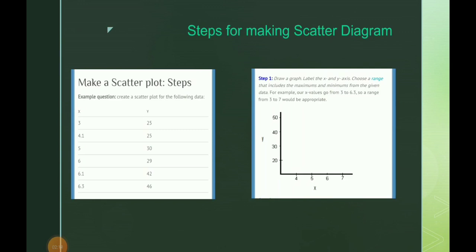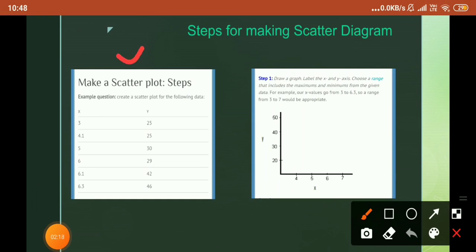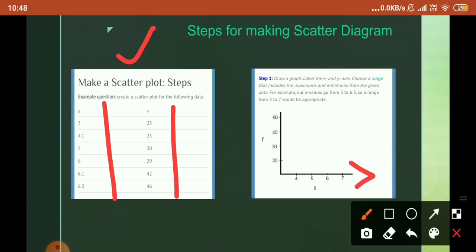Right, now next is how to make the scatter diagram. You are given a set of data: these are the values of x, these are the values of y. What you have to do is draw two lines perpendicular to each other. On the horizontal line you take x values, and on the vertical line you take y values.